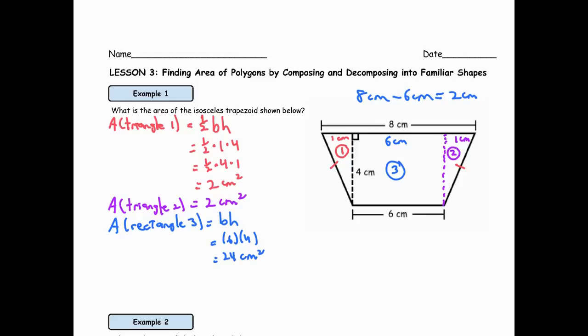So we do have one thing left to do. In order to state the area of that trapezoid, we need to find the sum of those 3 areas. So we're going to write the area of the trapezoid equals, and we need to show the addition here of those 3 areas. 2 plus the area of triangle 2 is also 2 square centimeters, plus the area of rectangle 3, which was 24, which gives us a final total area of that trapezoid being 28 centimeters squared.